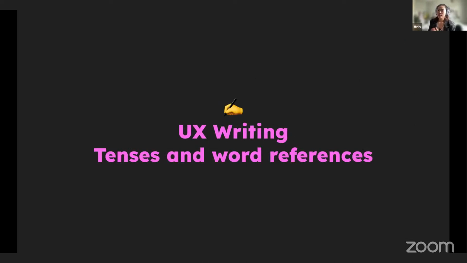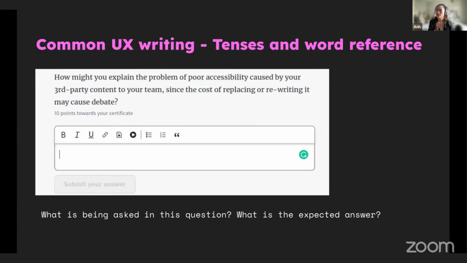Moving on to another part of UX writing that I found very confusing when I first learned English: tenses and word reference. So here is again a question from a test for an accessibility course, and it's asking, how might you explain the problem of poor accessibility caused by your third-party content to your team, since the cost of replacing or rewriting it may cause debate? What is being asked in this question, and what do you think is the expected answer? I'll let that simmer with you for a minute.